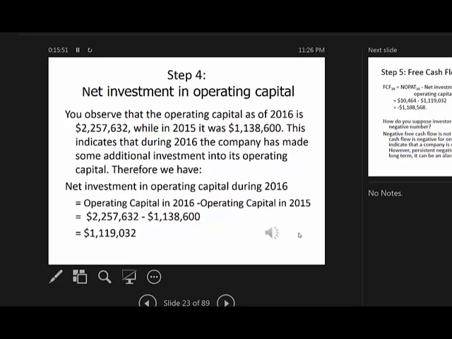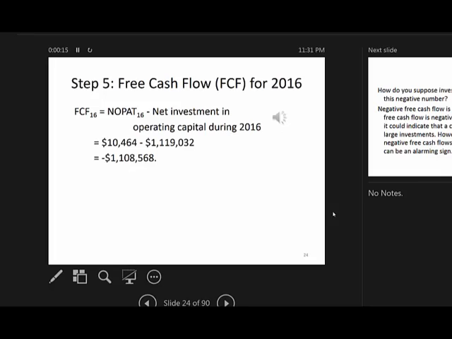So we plug in the numbers and we get the result as about $1.1 million here. Finally, we calculate the free cash flows for 2016. Free cash flows for 2016 is calculated as the NOPAT for 2016 minus the net investment in operating capital during the year of 2016. Since the company only made about $10,000 as NOPAT in 2016, it made about $1.1 million investment in operating capital.